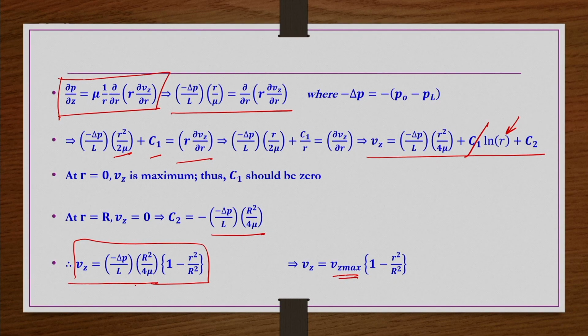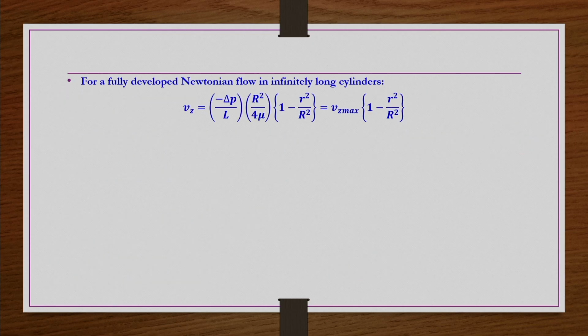So, at r equals 0, Vz equals Vz max. In this equation, if you substitute r equals 0, you will have only minus delta p by L times r square by 4 mu, which I am writing as Vz max. So, this is what we have.